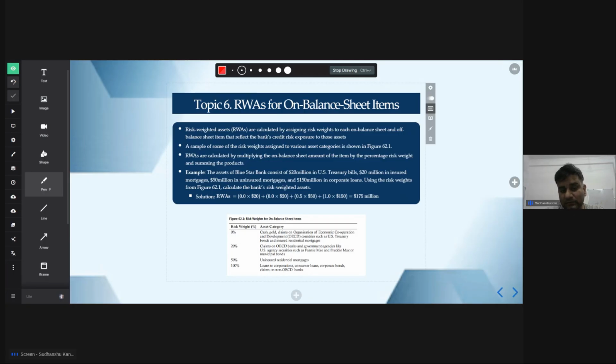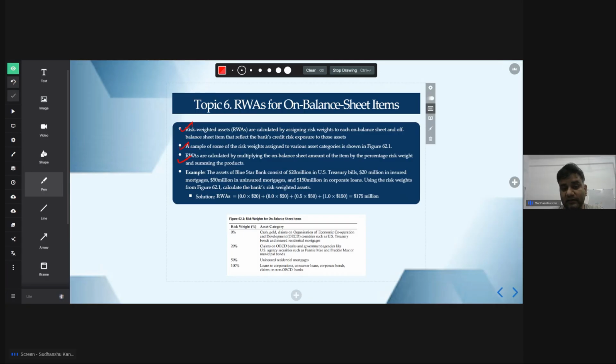What RWAs mean in Basel I is that risk-weighted assets convert a bank's balance sheet into a risk-adjusted measure. Each on-balance sheet asset is assigned a regulatory risk weight meant to proxy your credit risk, not market or operational risk. This reflects the Basel I philosophy that not all assets are equally risky, so capital should depend on the asset type. How are RWAs calculated for each asset? RWA is nothing but your exposure times risk weight.